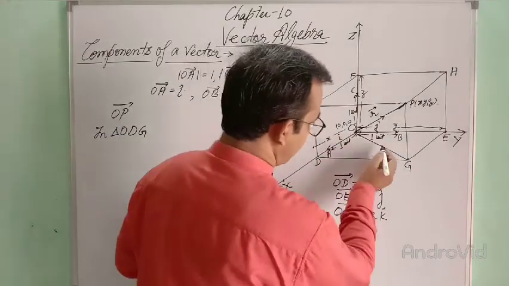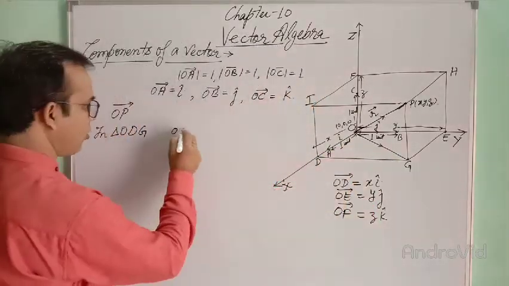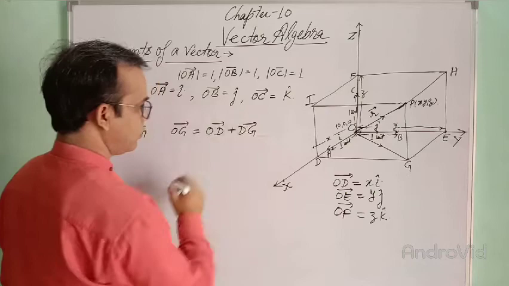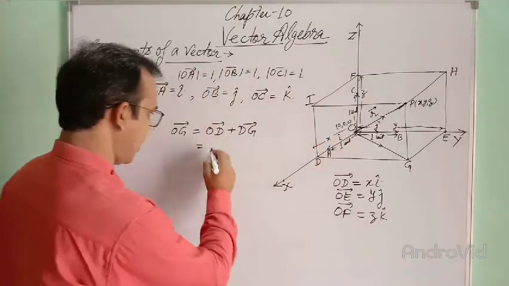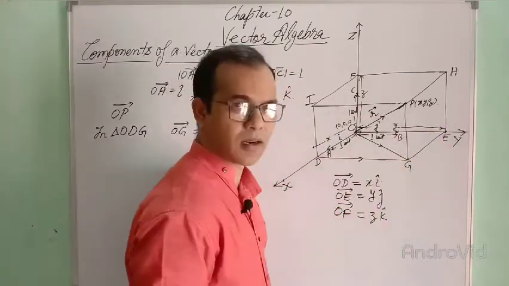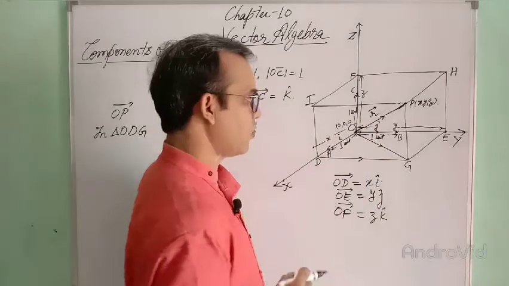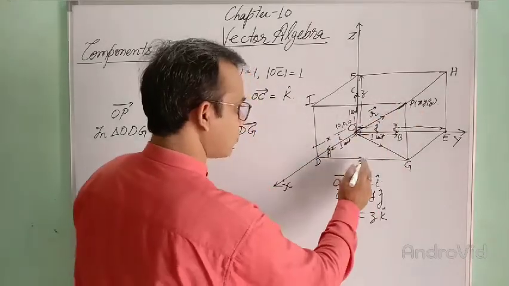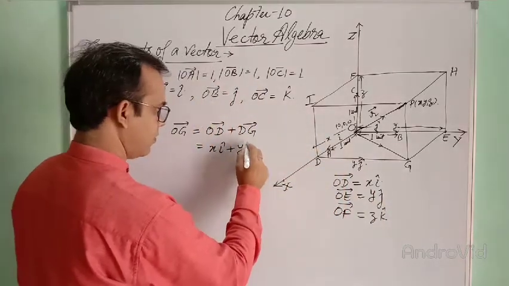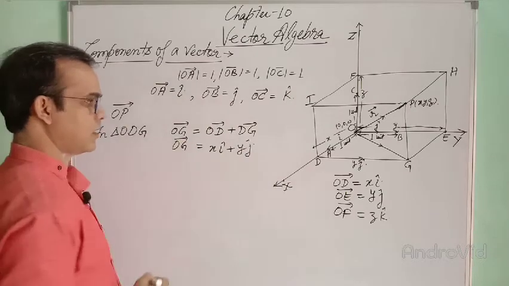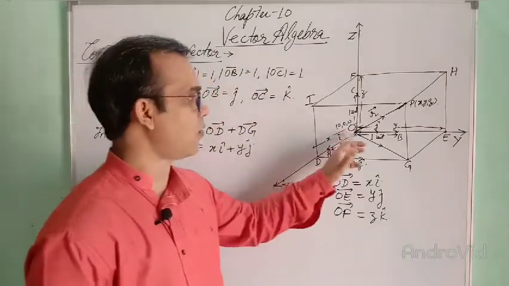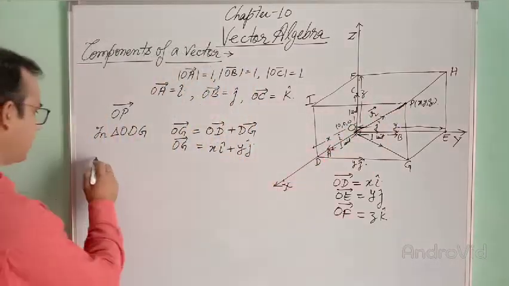Now in triangle ODG, if we want to get the vector OG, then by triangle law, the vector OG must be equal to the vector OD plus the vector DG. You see, the vector OD is x i cap, and the vector DG is parallel to the vector OE and also equal to its magnitude. So it is also y j cap. So this way we will have the vector OG as x i cap plus y j cap. But we need to get the value of the vector OP.